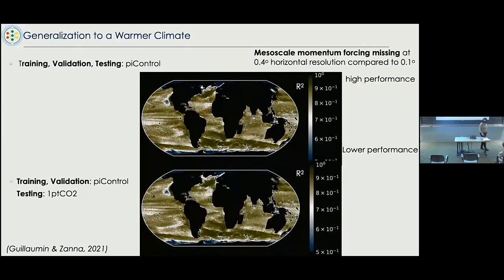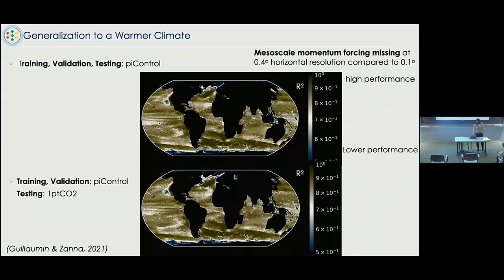The second thing was, let's not retrain the model. Let's see if it's going to work in a climate where the CO2 is much higher than in the training data sets. So we want to implement those closures in models that we're going to run in the future. So we need to make sure that they can actually generalize to future climates. Otherwise, it's a little bit pointless because my whole motivation was to make climate projections better.